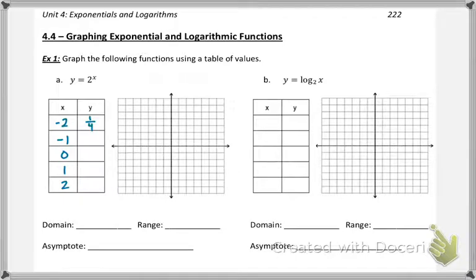2 to the -1 is 1/2. Anything raised to the 0 power is 1. 2 to the first power is 2, and 2 to the second power is 4. So let's go ahead and graph that. -2, 1/4, that's right above the x-axis. -1, 1/2, 0, 1, 1, 2, and 2, 4.